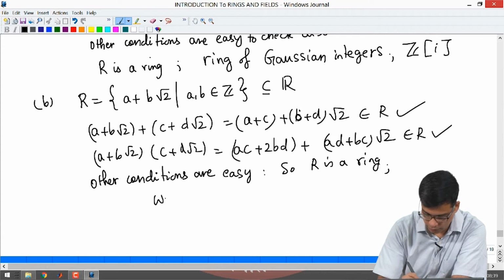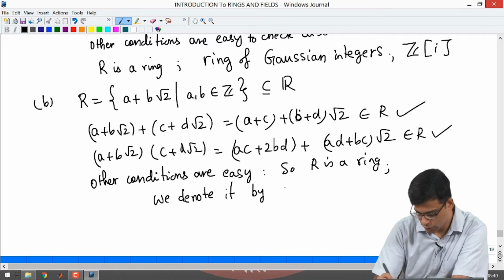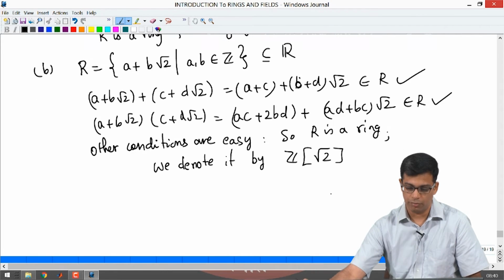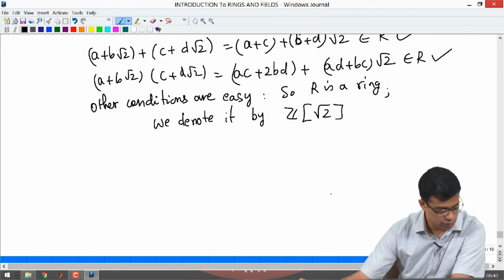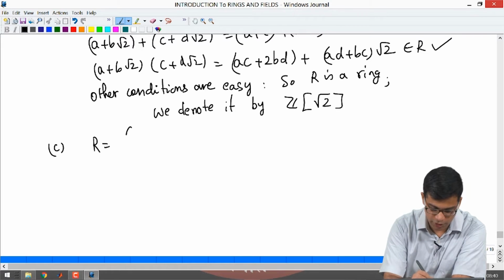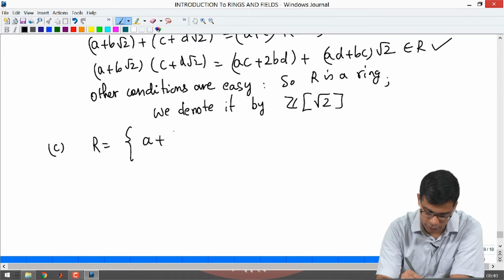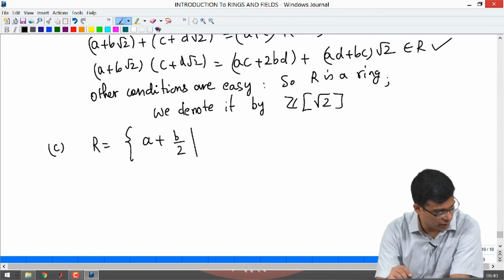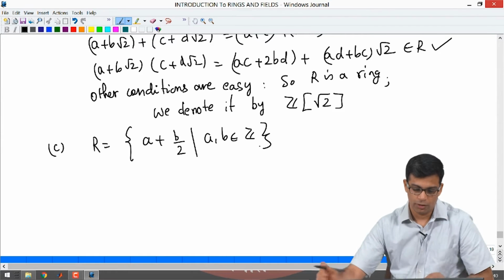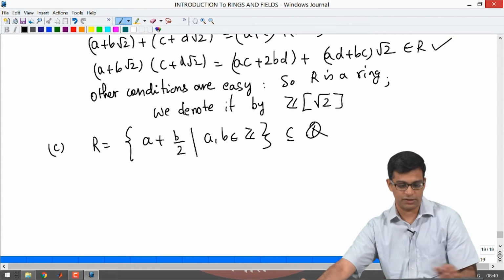We denote it, just following the earlier notation, Z[root 2]. Okay. So, let us now look at the following. Here I will replace i and root 2 of the last two examples by 1 by 2. So, let us say a plus b by 2, where a and b are integers. This is actually inside the rational numbers now, each of them is a rational number.